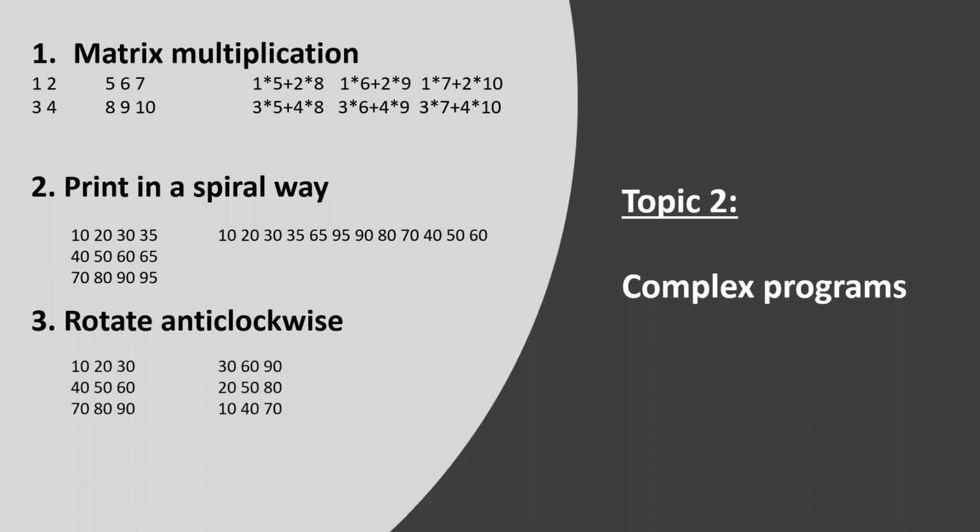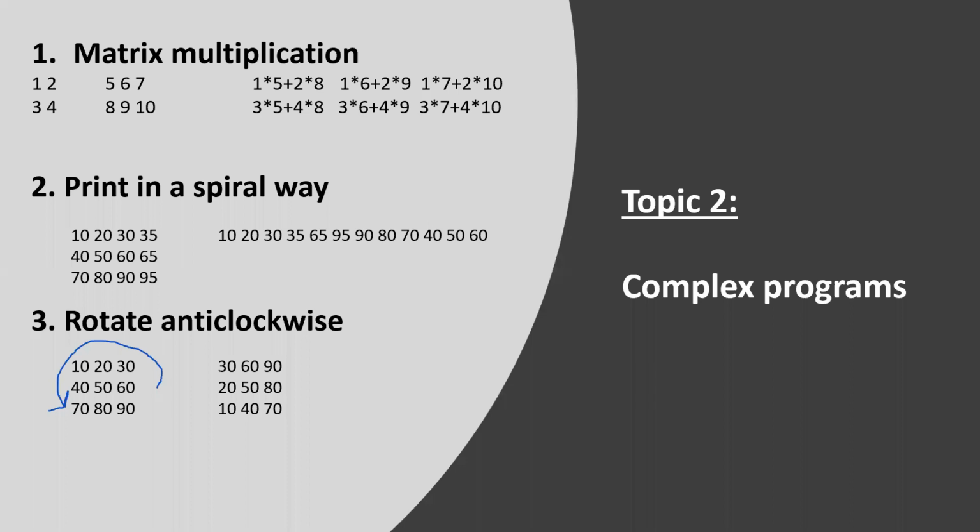Okay, so now the last program for the day is rotate anti-clockwise. So you can see here 10, 20, 30. If you are rotating it in anti-clockwise, what does it mean? If you rotate it in this manner, you can see 30, 60, 90, this line will come into the first line. Obviously, you are rotating it anti-clockwise. Same way, 20, 50, 80 is coming into the second line. Here 20, 50, 80 is in this position. So you are rotating. Just try to visualize that.